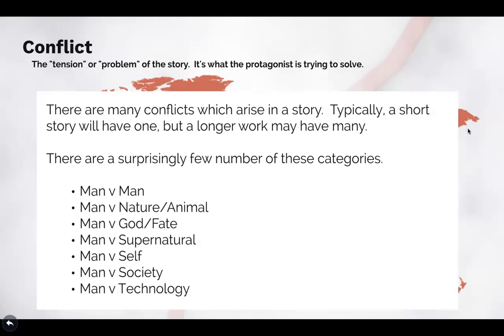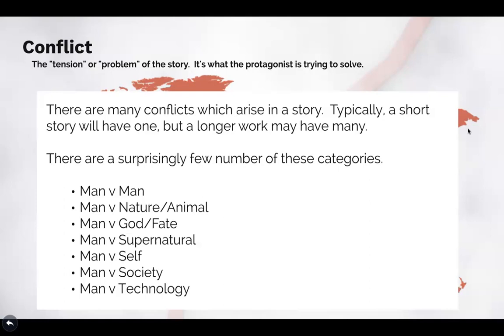A novel will have lots of them, but we can strip them down into a few archetypical ways of looking at them. We have man versus man, man versus nature or animal, man versus God or the fates, supernatural, self, society, technology. Depending on which format you're using, there are differences to these, but these are kind of the well-rounded way of looking at it.